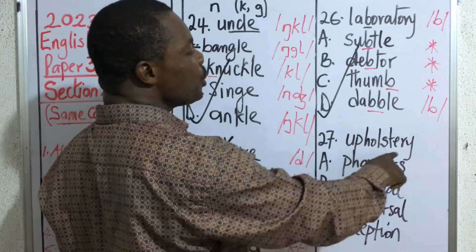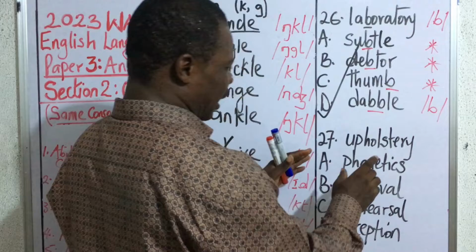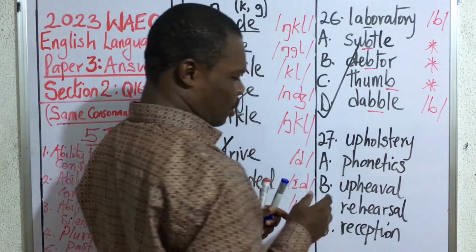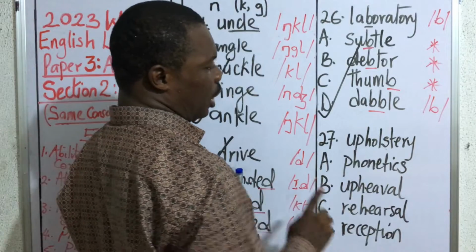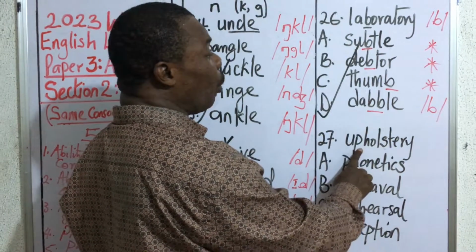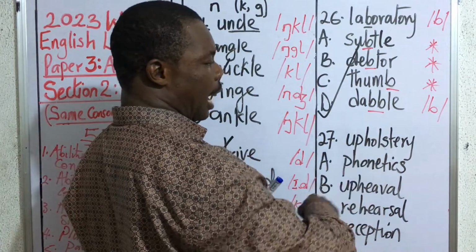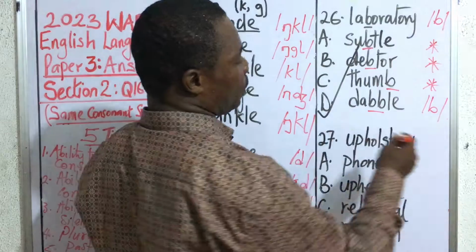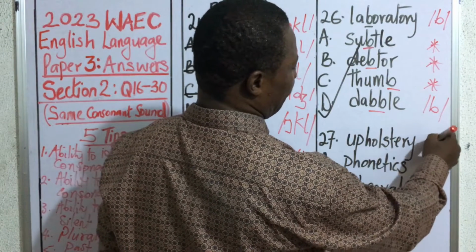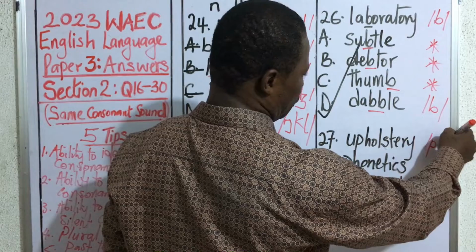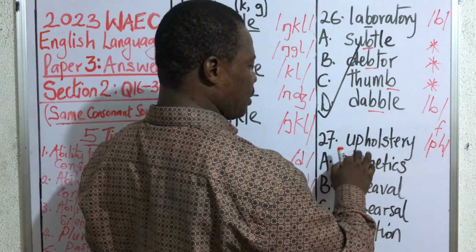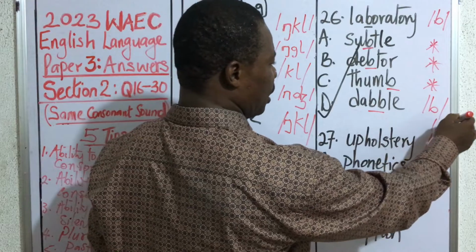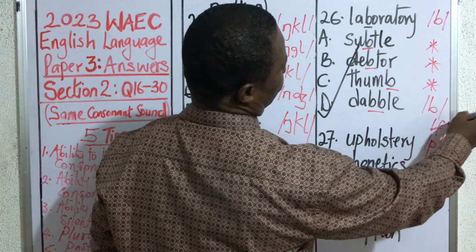Upholstery. You have to be very careful with this word because most students tend to pronounce it wrongly and they will give you the F sound. No, it's not that, it's upholstery. The P and H are realized here. So the consonants that are present here are P and H pronounced together. They do not change to F. So if you pronounce this word with an F, then you are going to get it wrong.